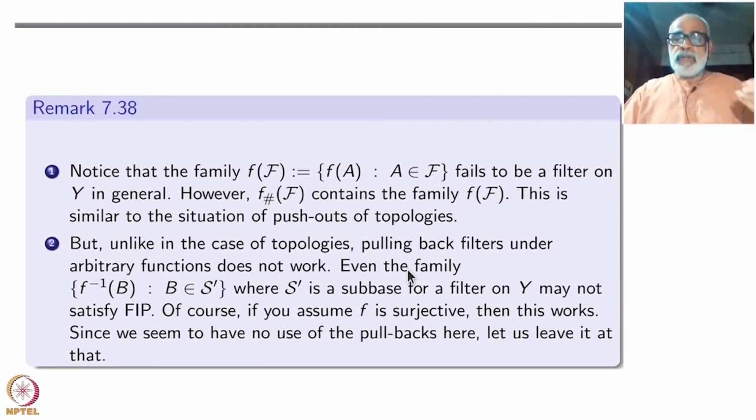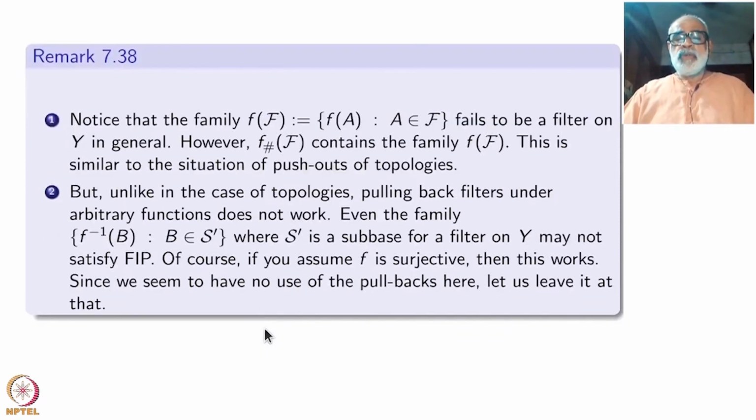So it is even worse than that. Namely, even the family f inverse of B, where B is in S prime, a subbase, may not satisfy the finite intersection property. Of course, if we assume f is surjective, then this works. So you have to assume more and more hypotheses. So let us not bother about it, because we are not going to use it in the convergence theory of filters, which is our aim after all.